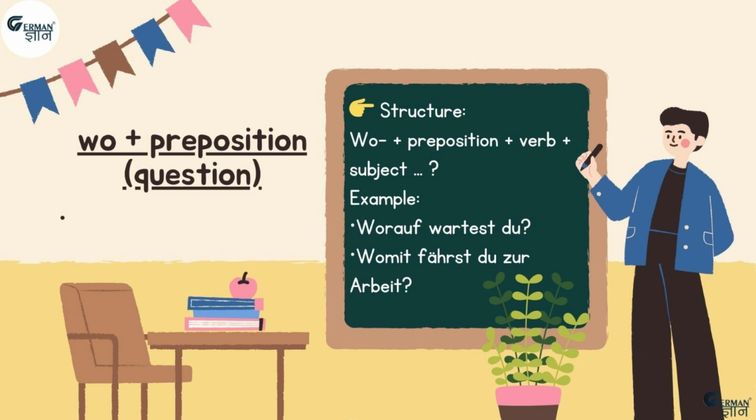The second sentence structure is wo plus preposition, which is used to ask questions, and again the rule is the same. We use wo compound with a preposition, and if a preposition starts with a vowel, then again we have to add an extra r. For example, worauf wartest du and womit fährst du zur Arbeit. And remember, we never use wo compound and da compound referring to a person.